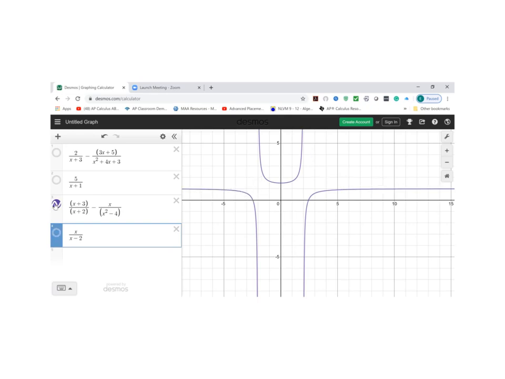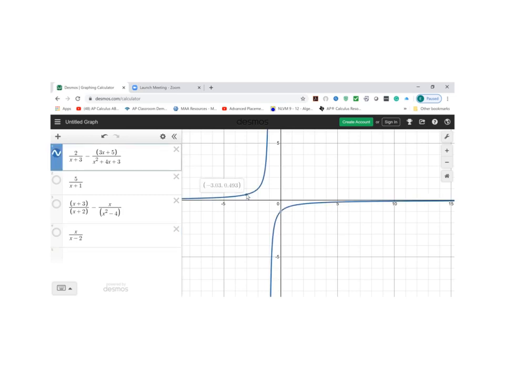All right, let's take a look at problem number 3. That was also in terms of y, but I replaced them with x. The left side of the equation was 2 over x plus 3 minus 3x plus 5 over x squared plus 4x plus 3. And we get this graph. Notice that this graph has two pieces. It has a vertical asymptote at x equals -1, and that's when the second denominator is undefined. And there's an open circle at x equals -3.